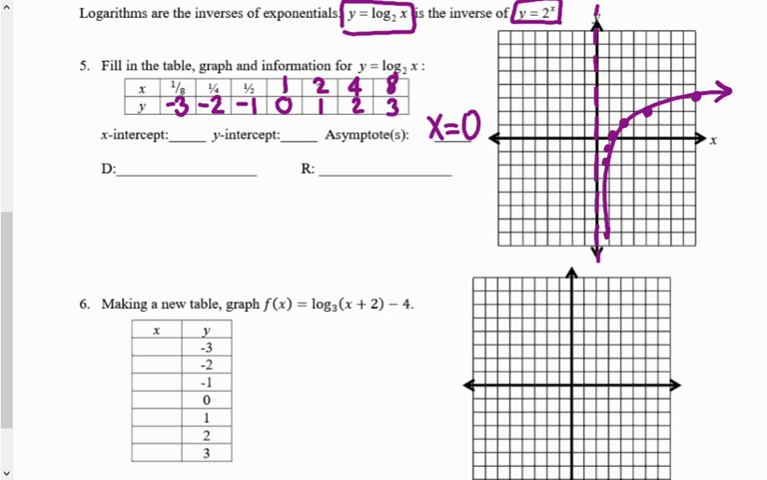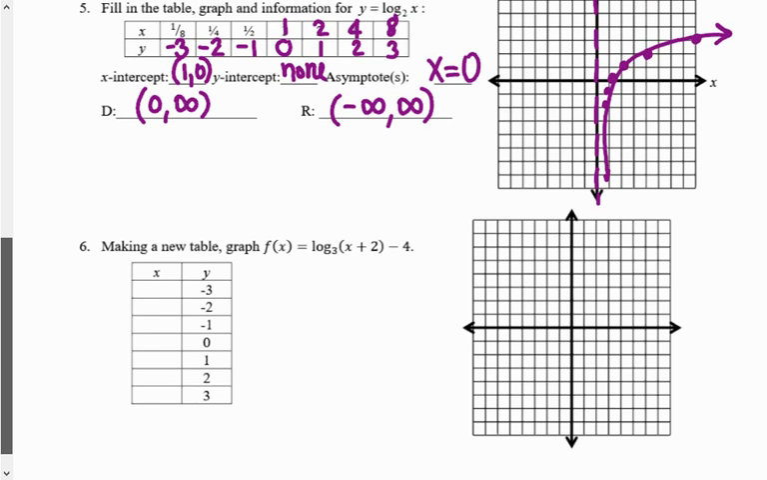So on this one, I have an x-intercept of 1, 0. I have no y-intercept. My domain is restricted from 0 to infinity, which was my exponential's range, and my range is from negative infinity to infinity, which was my exponential's domain. Remember, you cannot take the log of a negative number, which is why it's only on the right side of the graph.